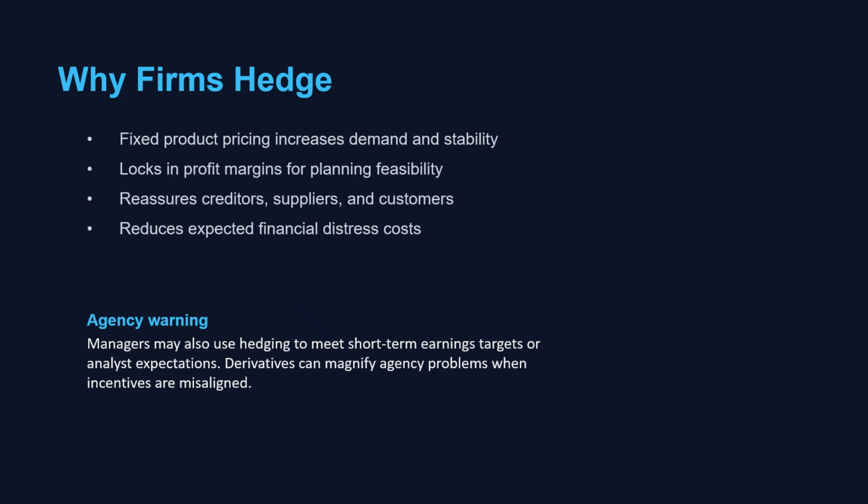Here we give both the rationale for hedging and the caution against overconfidence and financial engineering. Why do firms hedge? One reason is to support stable pricing and contracting. If a firm can offer customers predictable prices, it may increase demand and improve planning. Another reason is to lock in profit margins and make investment projects feasible. Hedging can also reassure lenders, suppliers, rating agencies, and customers by reducing the probability of severe financial distress.